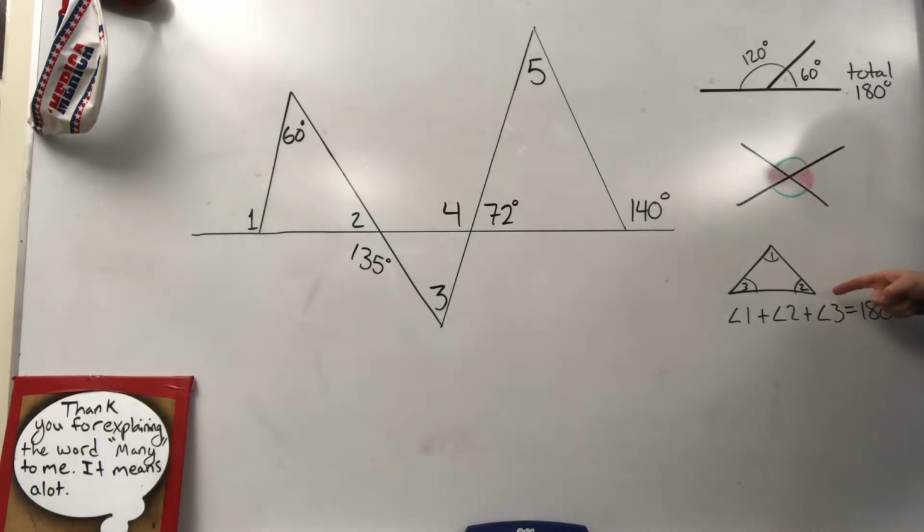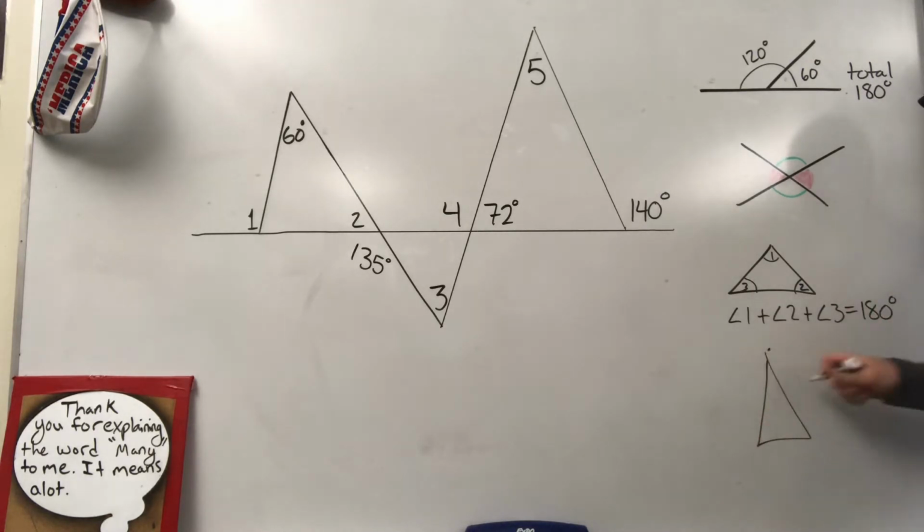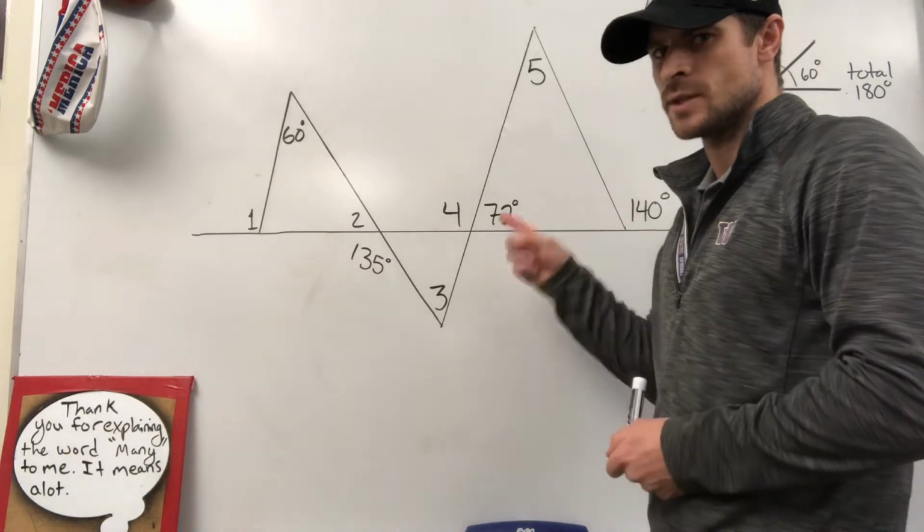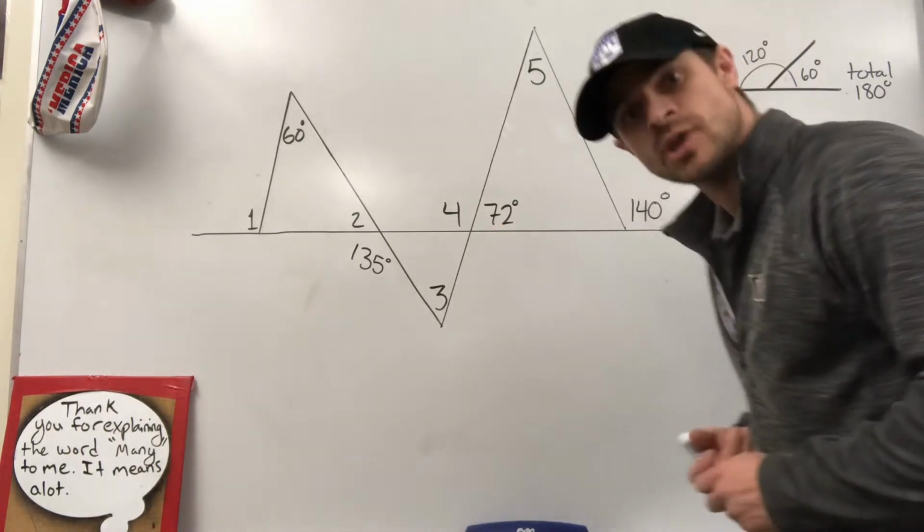Hey, check it out. That's the triangle sum theorem. That tells us that all three angles in every triangle in the world, no matter what it looks like, this, or this, all three angles will always add up to 180 degrees. That's the information we need to answer a question like this. Let me show you how to do it.